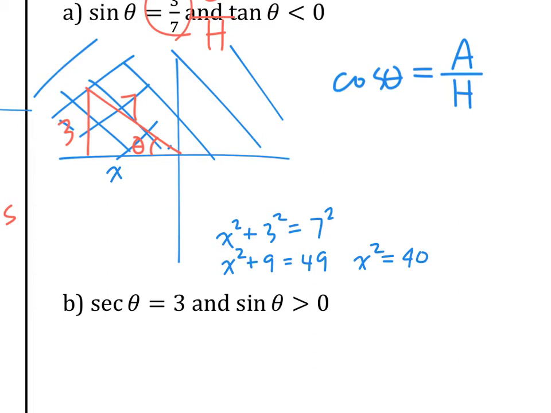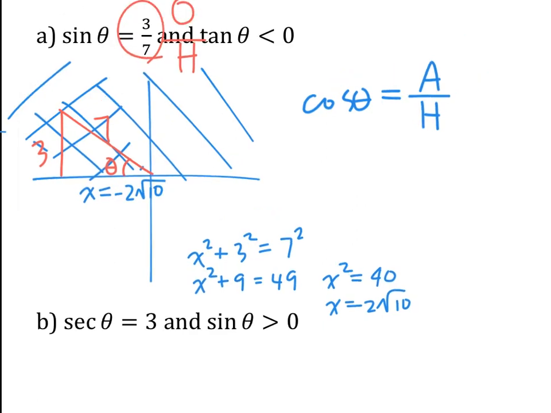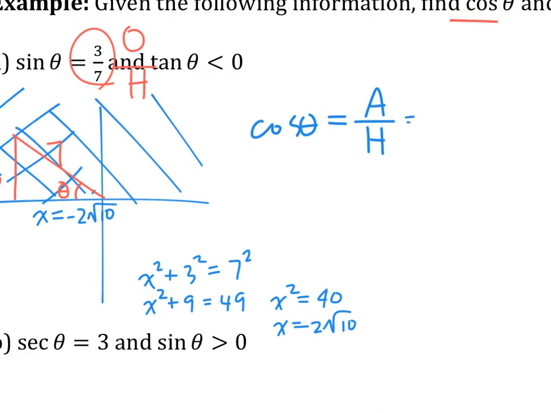So what is x? Okay, 2 square root 10. Yes and no. The negative, yeah, because we're on the left-hand side. And if we don't put a negative, we'll actually solve for the wrong angle. So if we're on the left, we want to put a negative there. So the sign is very important. All right, so that's going to be negative 2 square root 10 over 7.